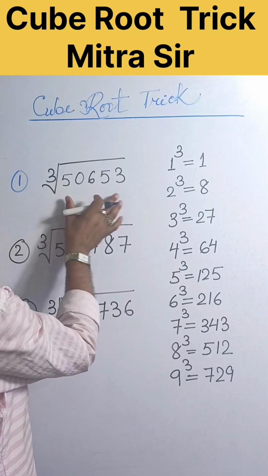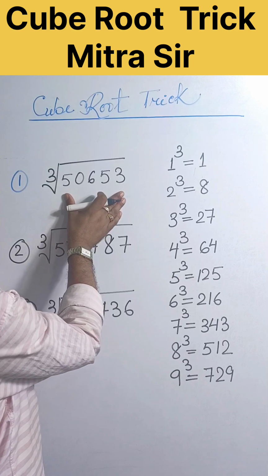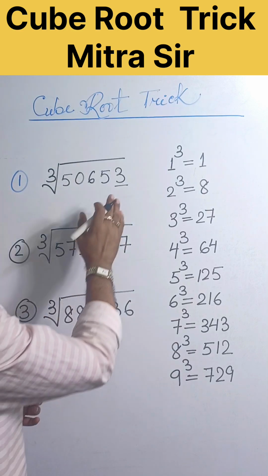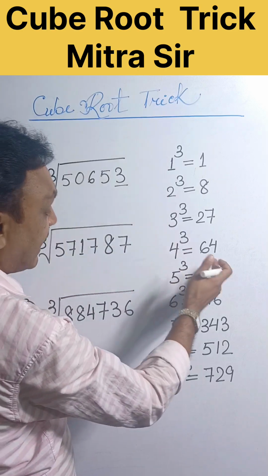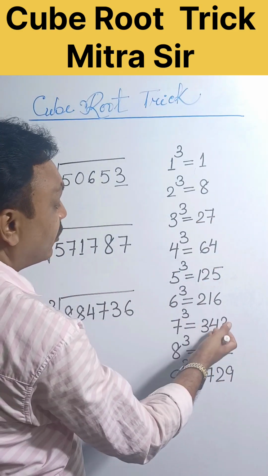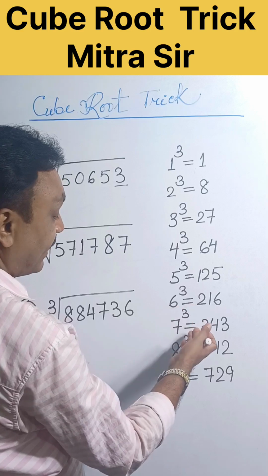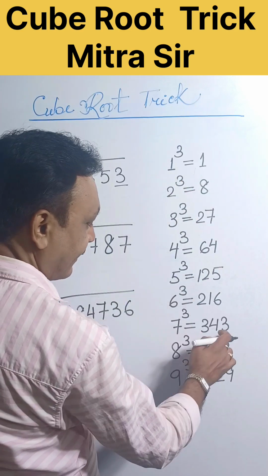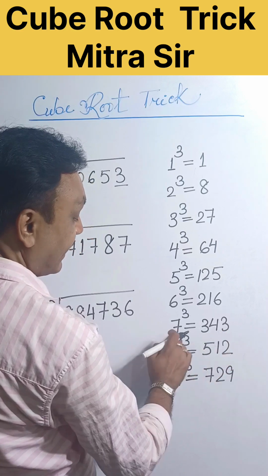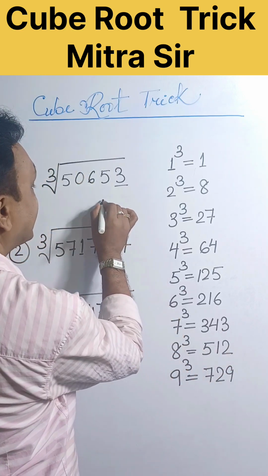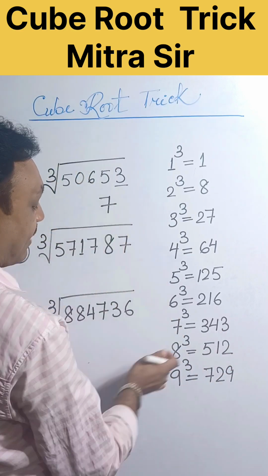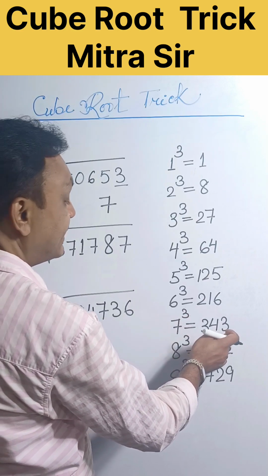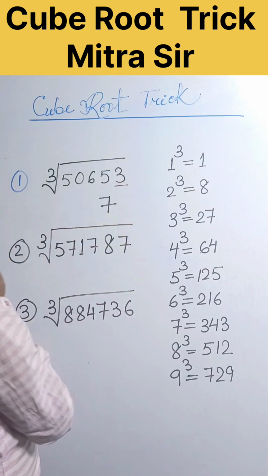So this is the first case. This is the bigger number. Here the unit digit is 3, right? Now what you need to do is check from here which number gives the unit digit 3 after cubing. If we check here, you will get the unit digit 3 from 7 cube. Exactly right, the unit digit is 7, because if you take 7 cube, you will get the unit digit 3, and here the unit digit is 3.